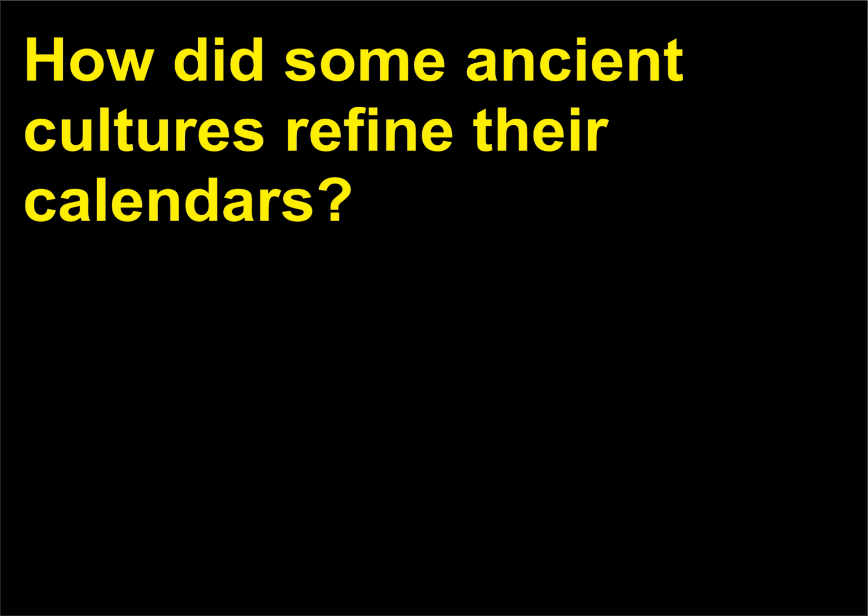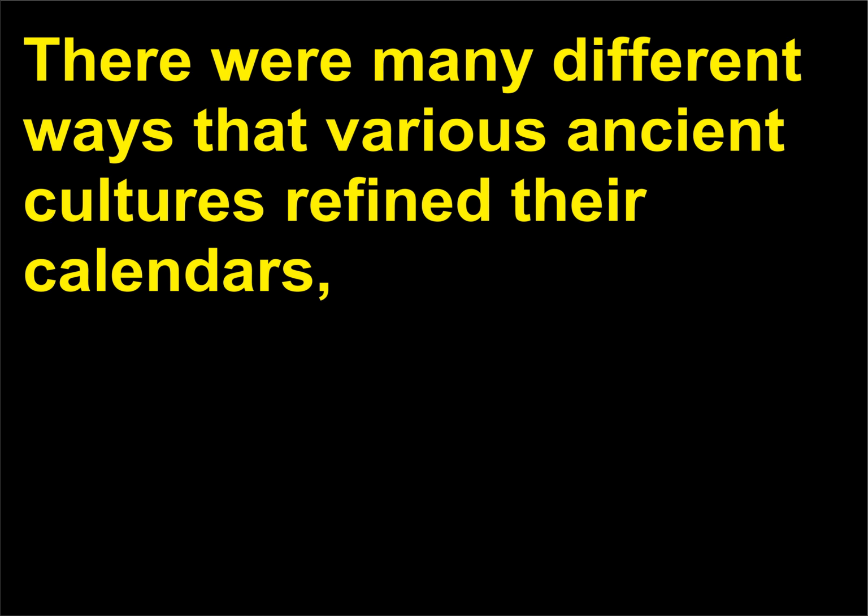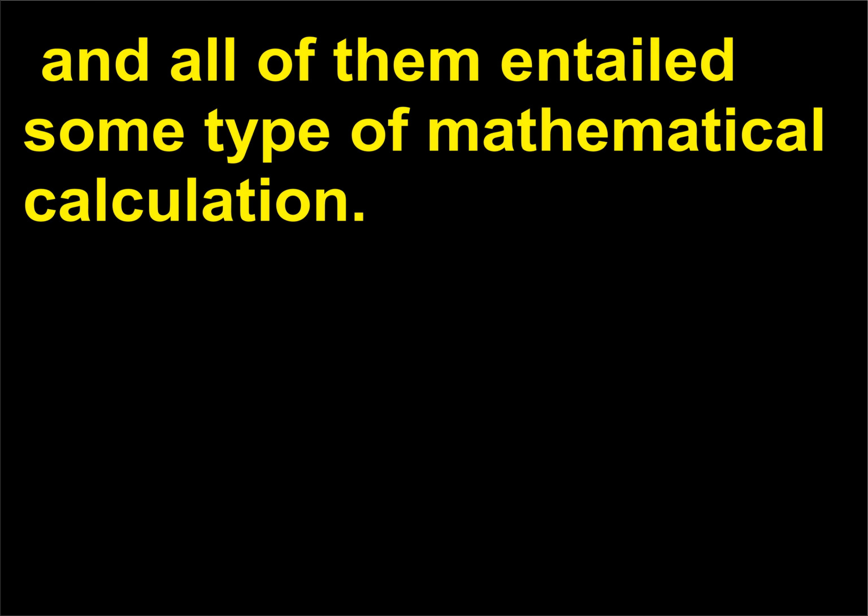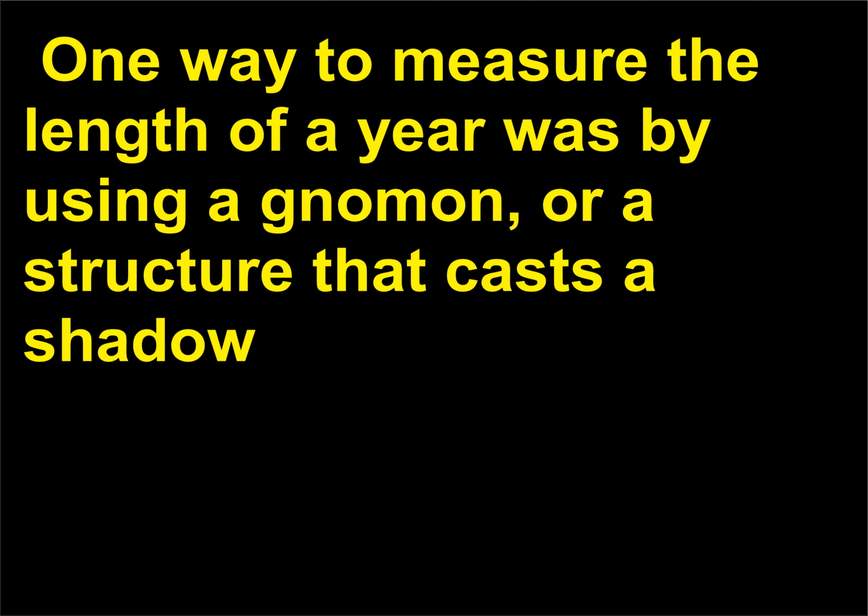How did some ancient cultures refine their calendars? There were many different ways that various ancient cultures refined their calendars, and all of them entailed some type of mathematical calculation. One way to measure the length of a year was by using a gnomon, or a structure that casts a shadow.